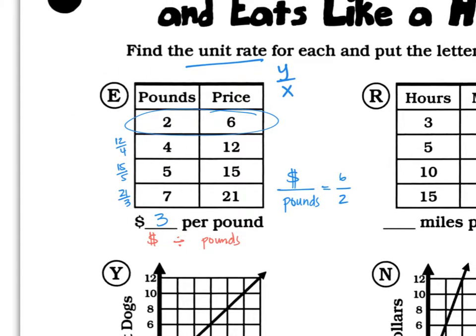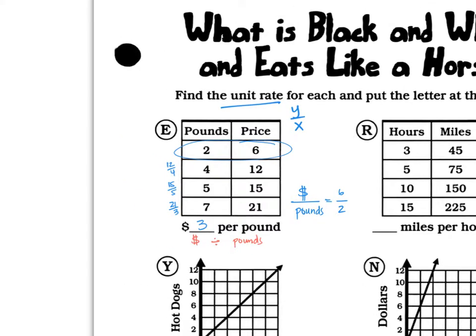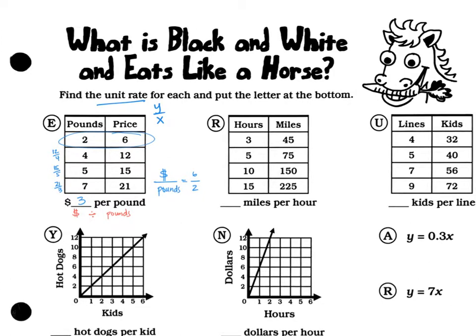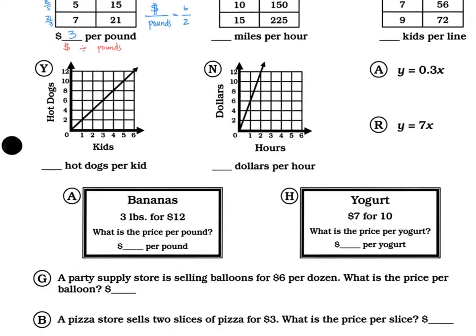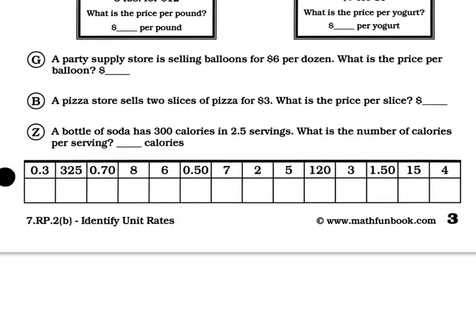So let's put this letter here in the riddle at the bottom. I got 3. You have a letter here, and you have your answer. So I'm going to go to the bottom and look for 3. I'm going to put the letter E there. Doing this riddle at the bottom is very nice because all your answers are down here. If you made a mistake, there's a chance you're not going to see the answer down here, and then you need to go back and check it again.